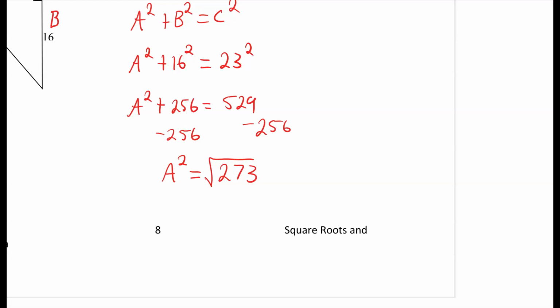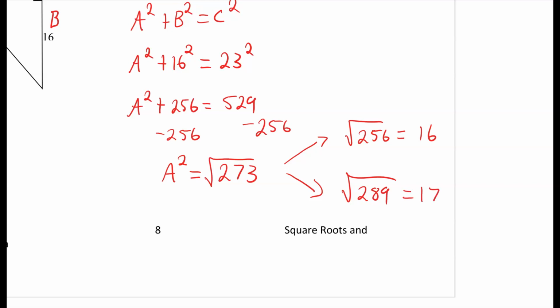there is no perfect square for 273. What we want to find is what's going to be closest to it. It's going to fall in between two different perfect squares, so I'm going to write down both of them. I would have root 256 is equal to 16, and root 289 is equal to 17.